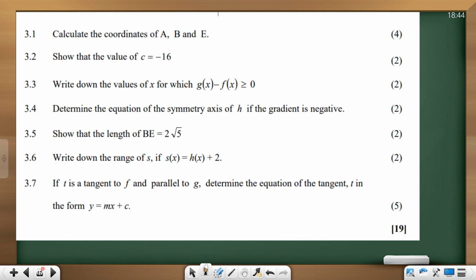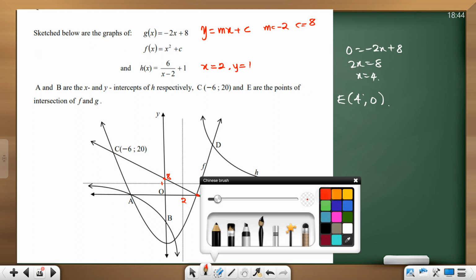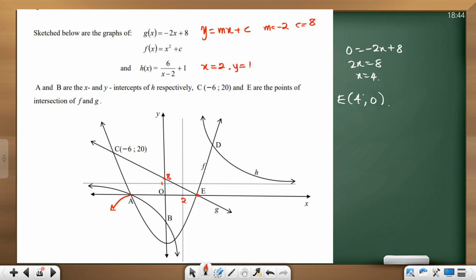Calculate the coordinate of A, B, and E. Oh, do you notice we're already done with E? E we're done. All right? E is what? 4 and 0. Do you want to get me A and B? What do you see? What would you call A? What is the name of A called? Another intercept. It's x-intercept, baby. It's not another intercept.